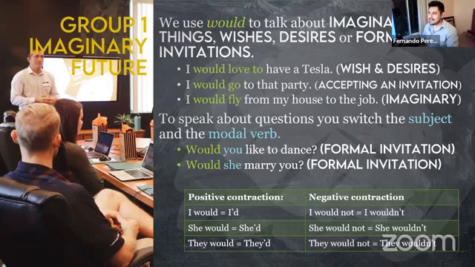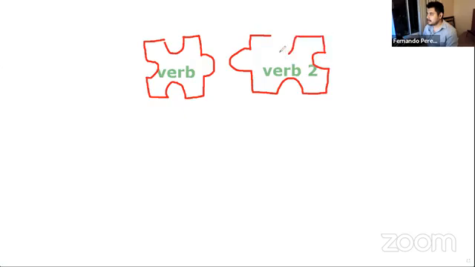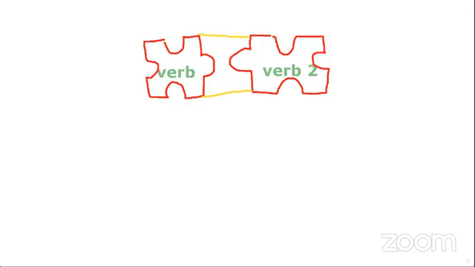You will get when to is necessary and when not. When you have one verb and then after that another verb, you need to connect. It's like a puzzle. You know what I mean? Let's imagine that it's impossible to connect this. You cannot connect this to this, no? Necessary. You need a connector. The connector for these two pieces is a connector too.